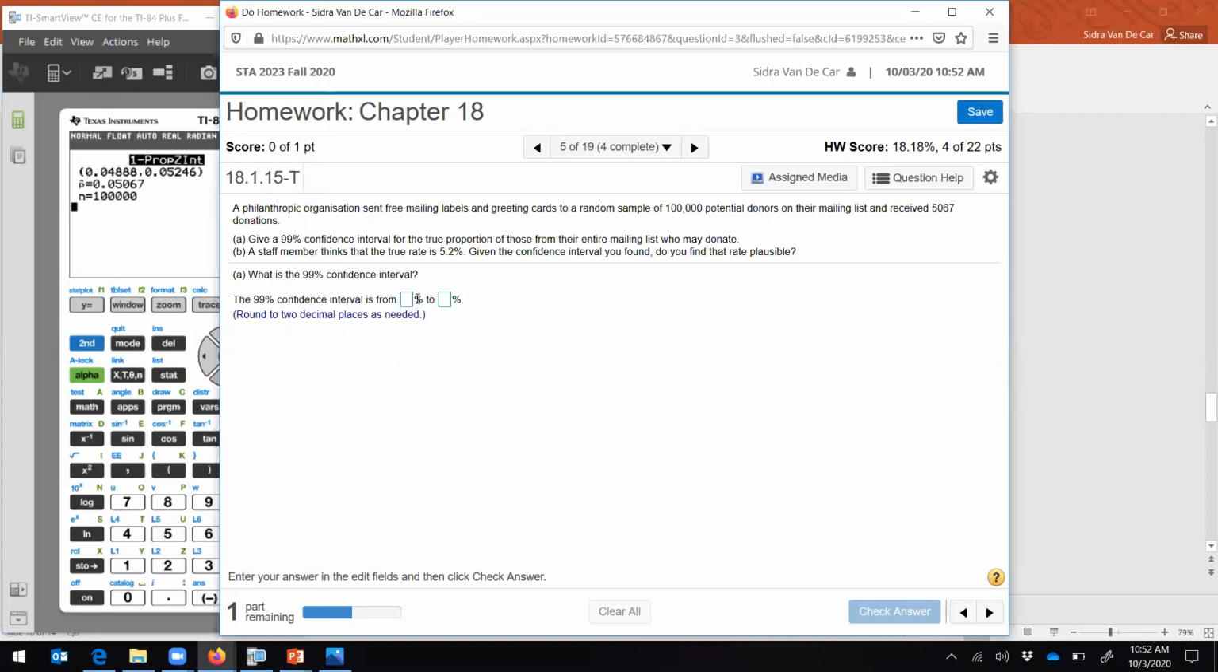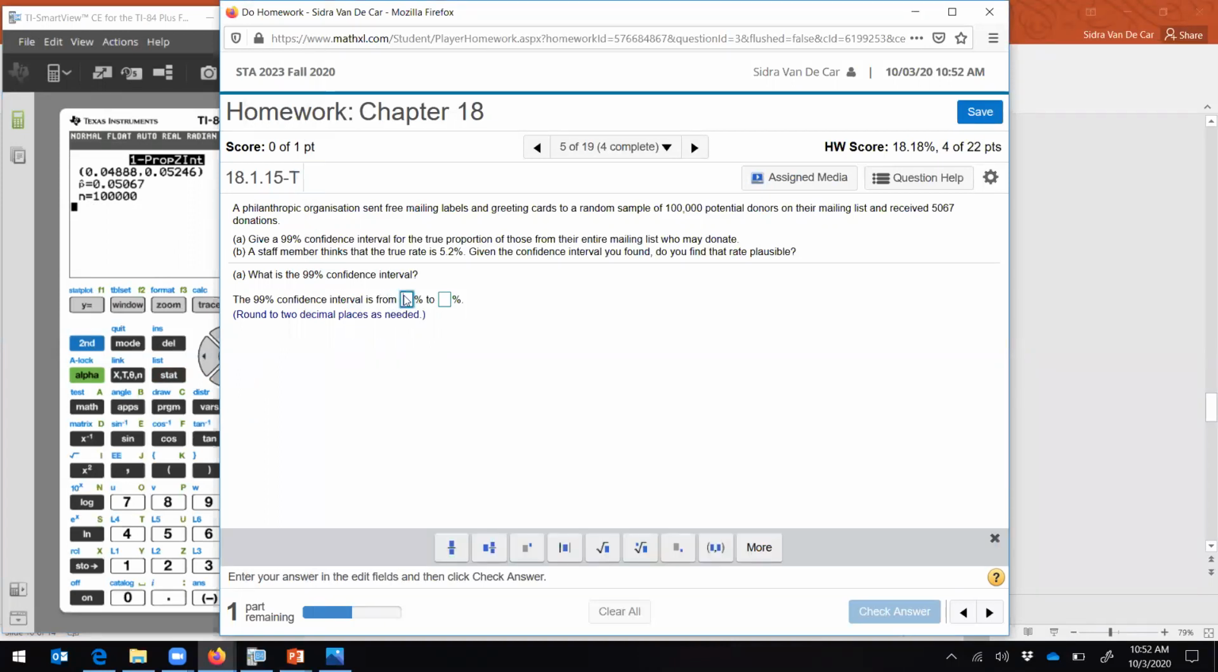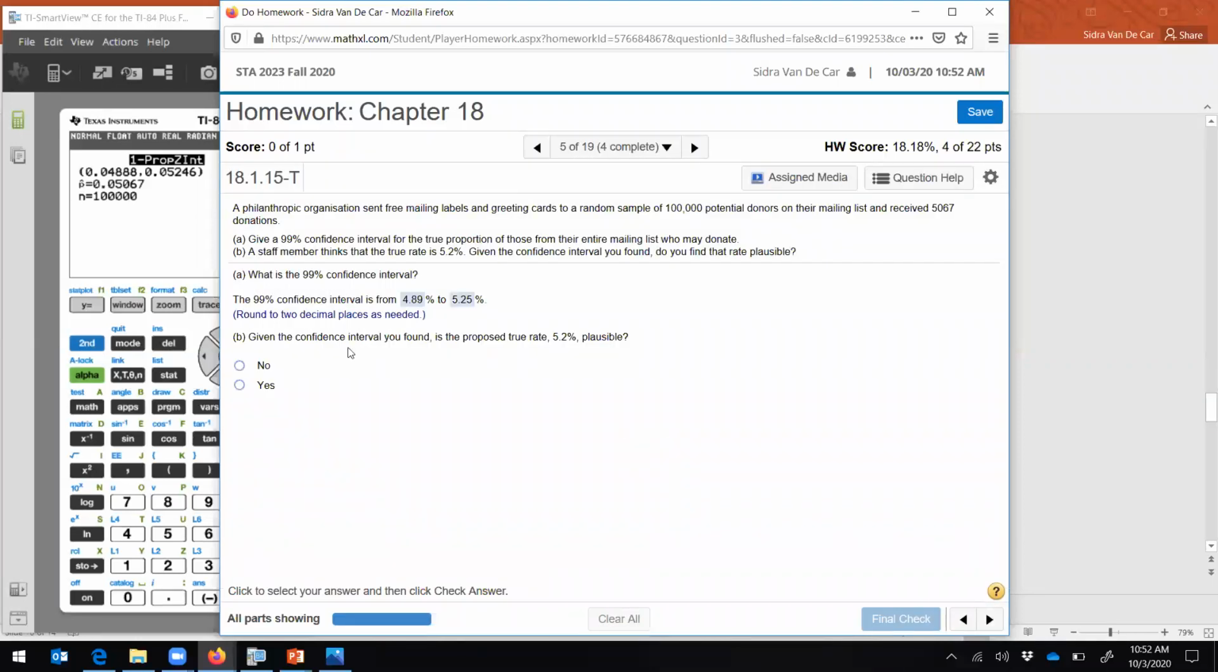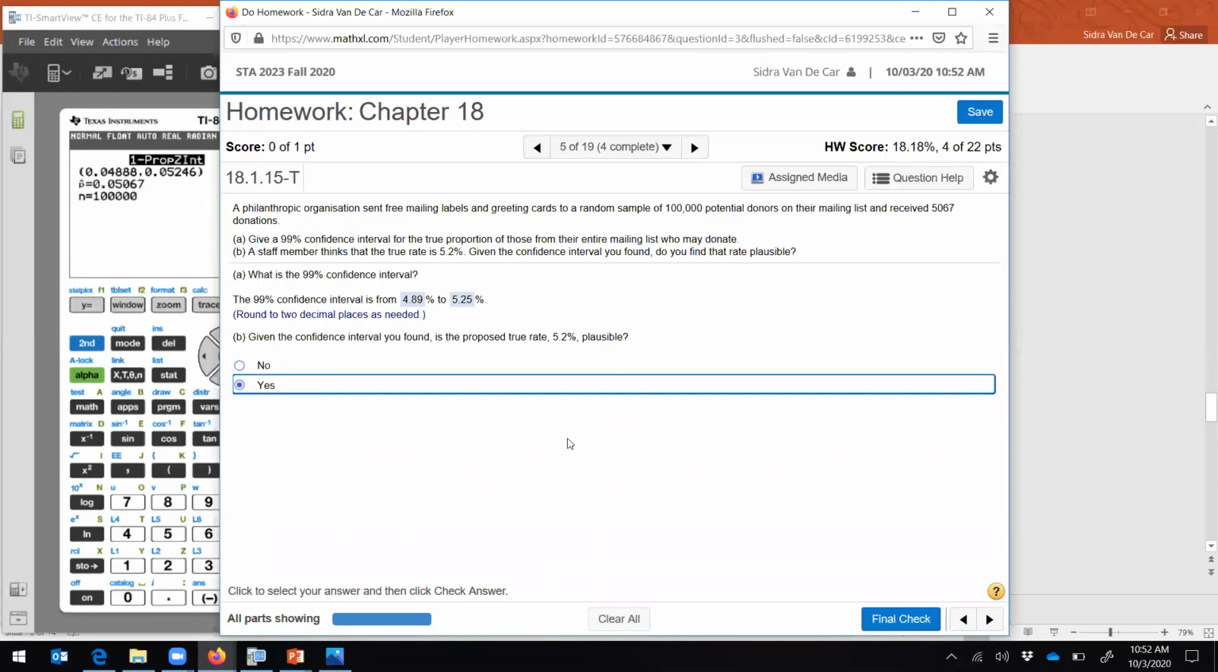Okay. So it's going to be point. All right. So this is in percentage. So I'm going to move the decimal point over to 4.89 and 5.25. Given the confidence interval you found, is the proposed rate inside it? Yes, it's inside that interval. So, yep, we're good.